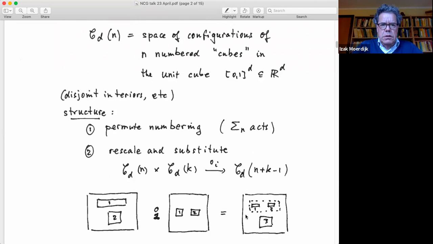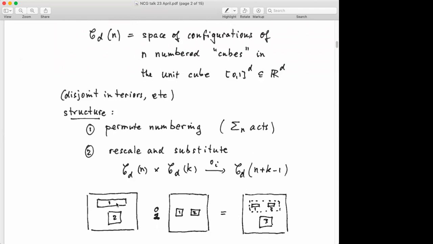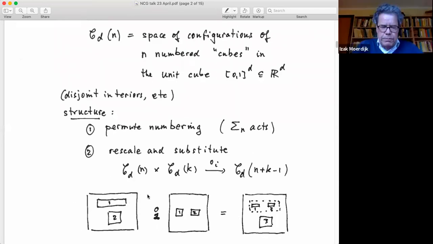So here's a picture. This is the unit cube in the picture in dimension D, of course, and this is an element of C2, 2 cubes. This is also an element of C2, and besides permuting the numbering, there is the operation of substitution or composition, as it is called.